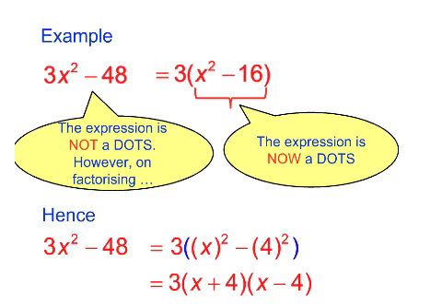In other words, 3x squared minus 48 is 3, open up big sets of brackets in blue. Then we have x squared in red, minus 4 squared in red, which gives us 3 brackets x plus 4, x minus 4.